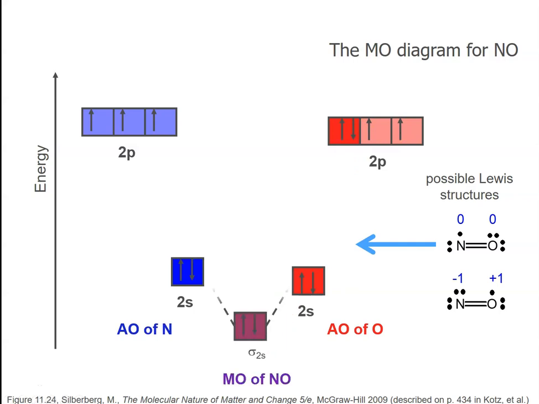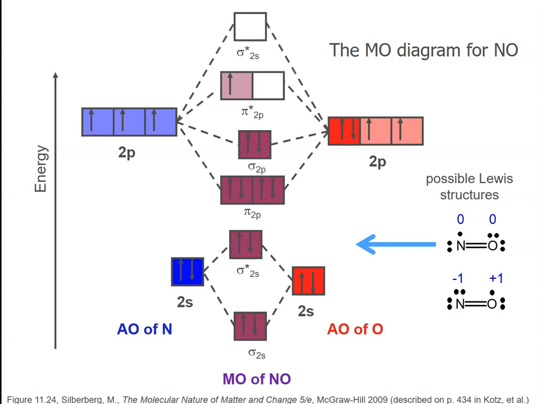So if we mix them, we're going to get something that looks like this. If we look down here with the 2s's, we mix the 2s's, so we get a sigma 2s and a sigma star 2s. We have 4 electrons in the atomic orbitals, 2 in the sigma 2s and 2 in the sigma star 2s. And then over here, we've got 3 electrons here and 4 here. So we have 3 plus 4, 7 electrons to place in these molecular orbitals.